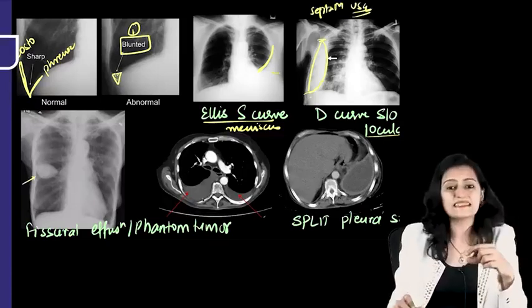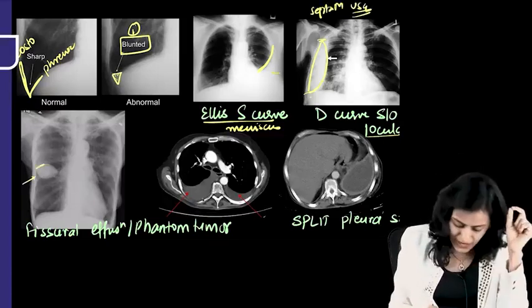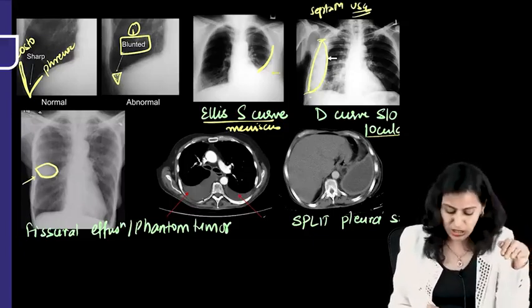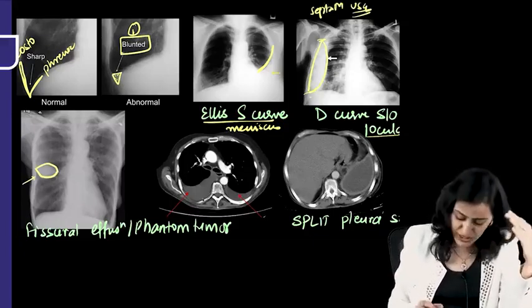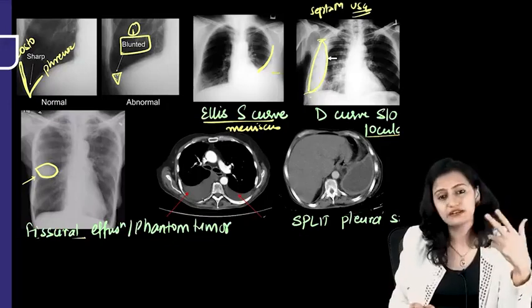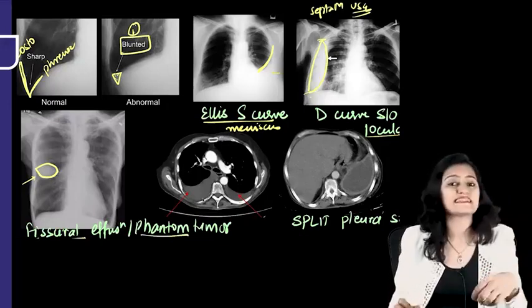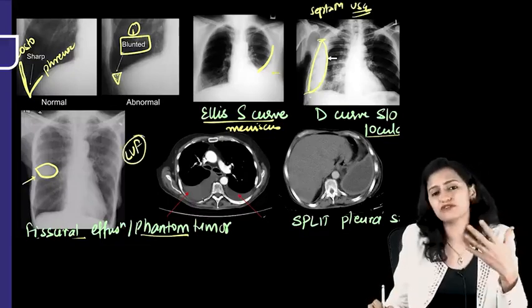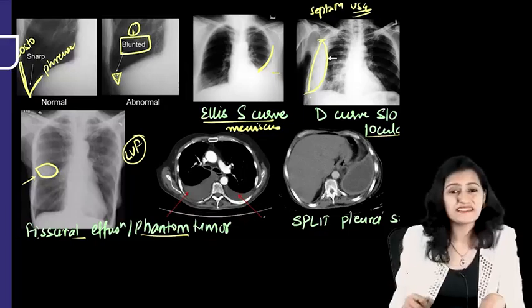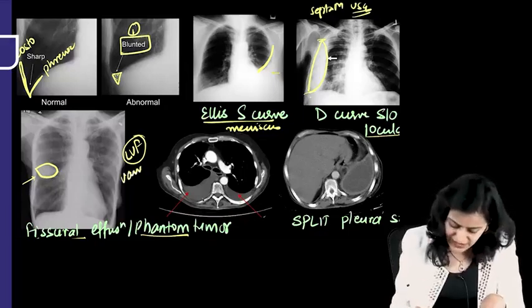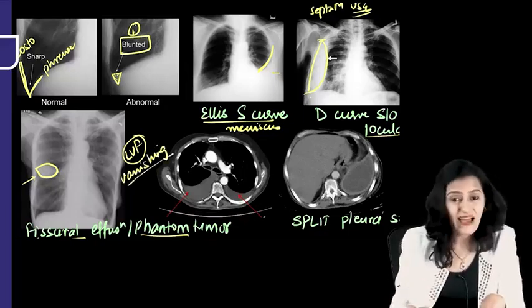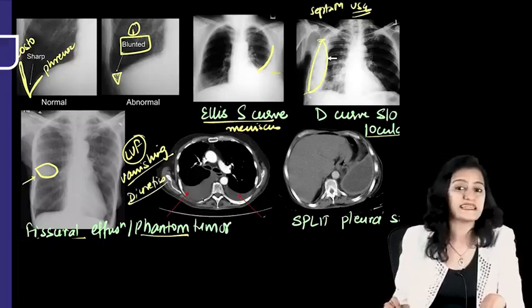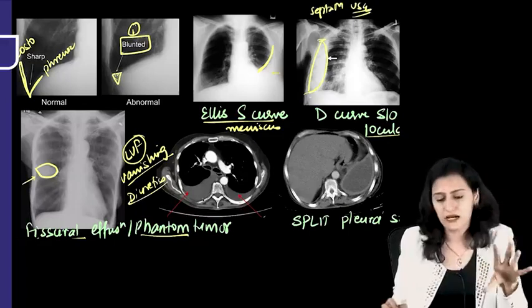This one here, classical appearance where you see this biconvex or lentiform shaped fluid accumulation in the right horizontal fissure. This is suggestive of fissural effusion, also called phantom tumor, which is seen in cases of left ventricular failure because of the fluid accumulation. Phantom tumor, also called vanishing tumor, because it vanishes when we give diuretics, right? It does not need any surgery. So this is the classical appearance here.